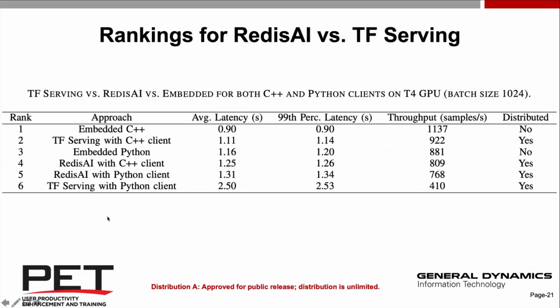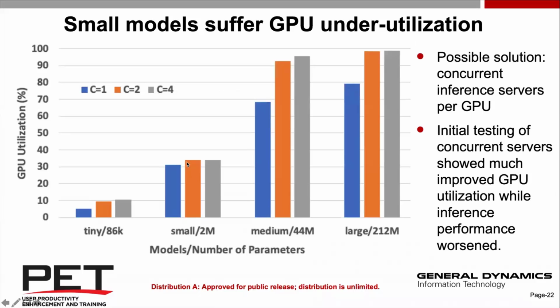And we basically came up with a ranking of all the different approaches between RedisAI and TensorFlow Serving. And so we see that embedded C++ is the fastest approach, which is expected, but the next was TF Serving with the C++ client, and then embedded Python, and then the RedisAI with the C++ client, RedisAI with Python client, and then TF Serving with the Python client came in last.